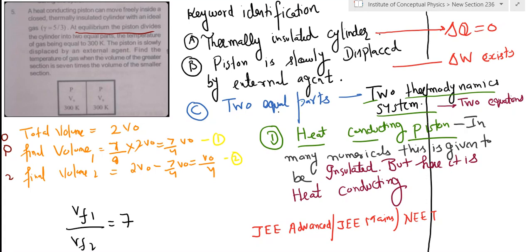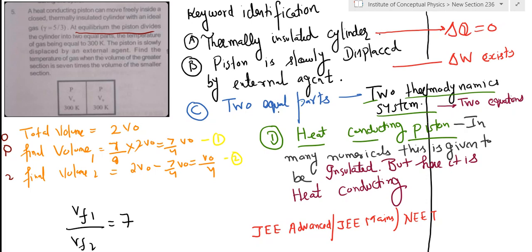All right, so part two of this video. If you've read this numerical very carefully, what I've done is I have picked up the keywords from this numerical. The first phrase which I found to be most useful was thermally insulated cylinder, which immediately tells me that there is no heat exchange with the surrounding environment.